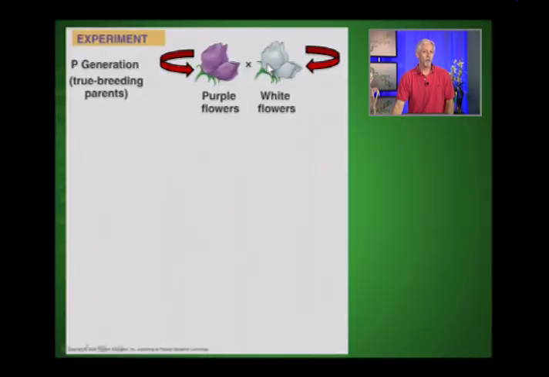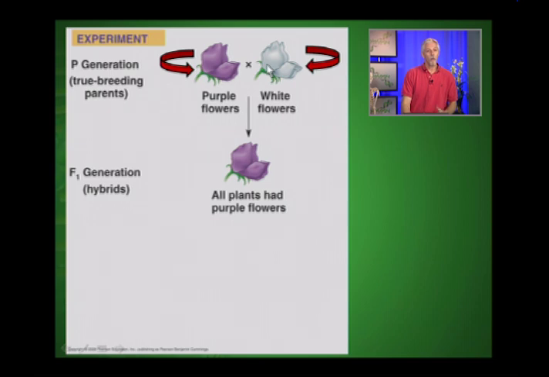So then he decided to breed members of his pure breeding purple population with his pure breeding white population. Now, if it's the blending hypothesis, you would expect some kind of a light purple flower. And what he got was purple flowers. So the entire offspring, the so-called F1 generation, if he crossed the purple and the white flowers, were purple. So right away, that disproved the blending hypothesis.